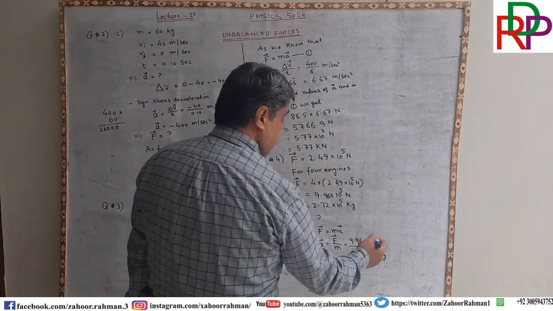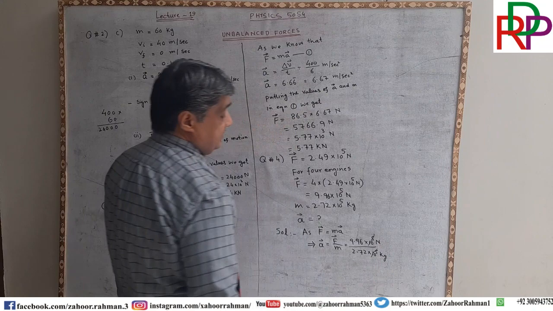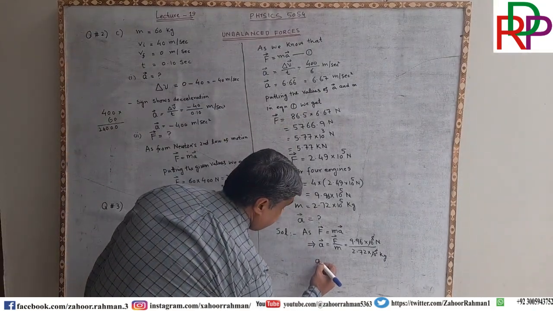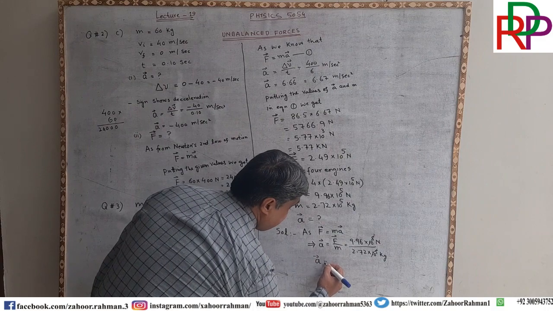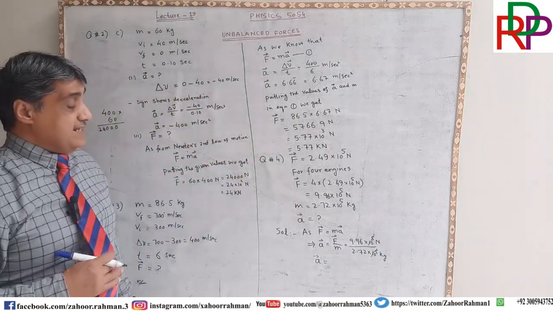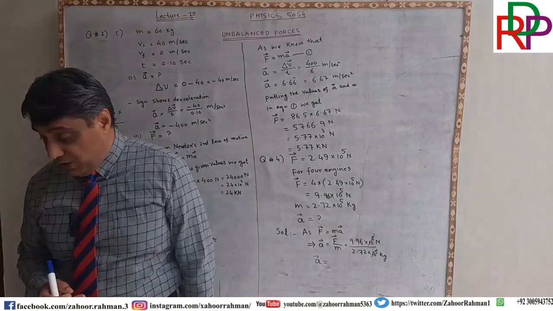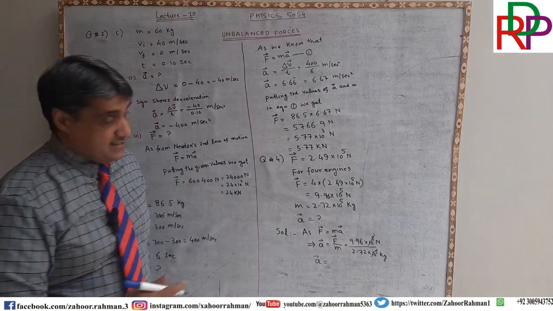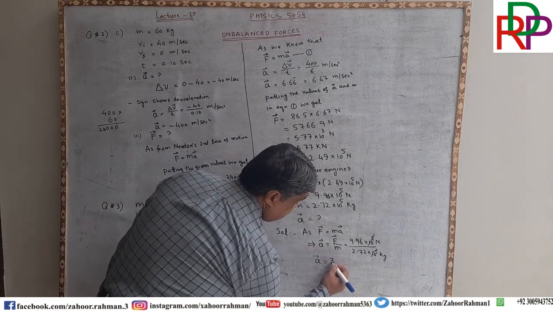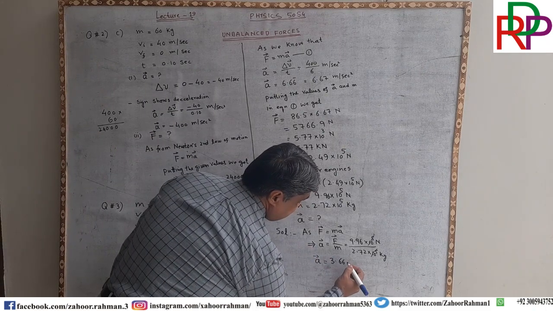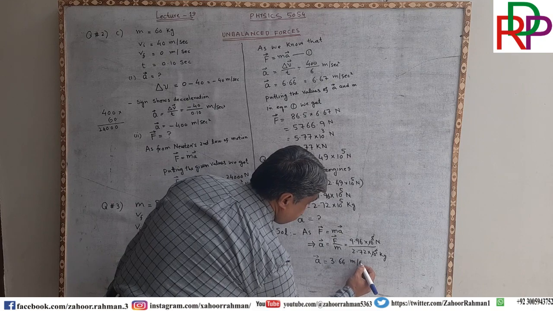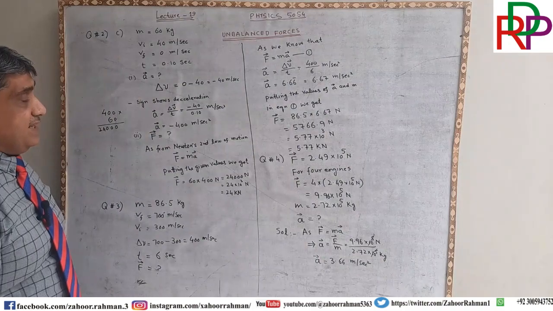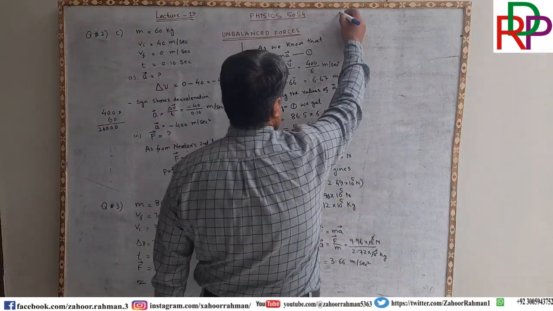So this 10 raised to the power 5 will be cancelled, and when we divide, acceleration A is 9.96 divided by 2.72, so we will get 3.66 meter per second square, and that is the ultimate answer.